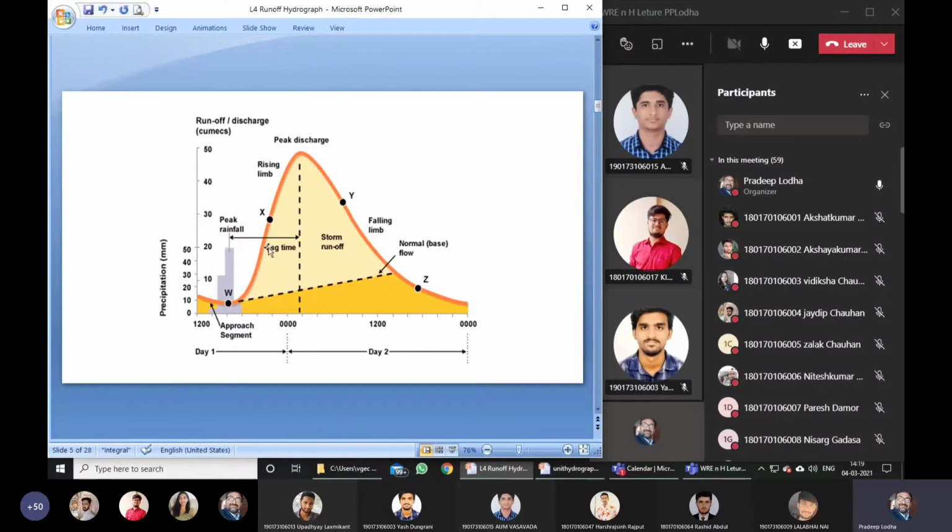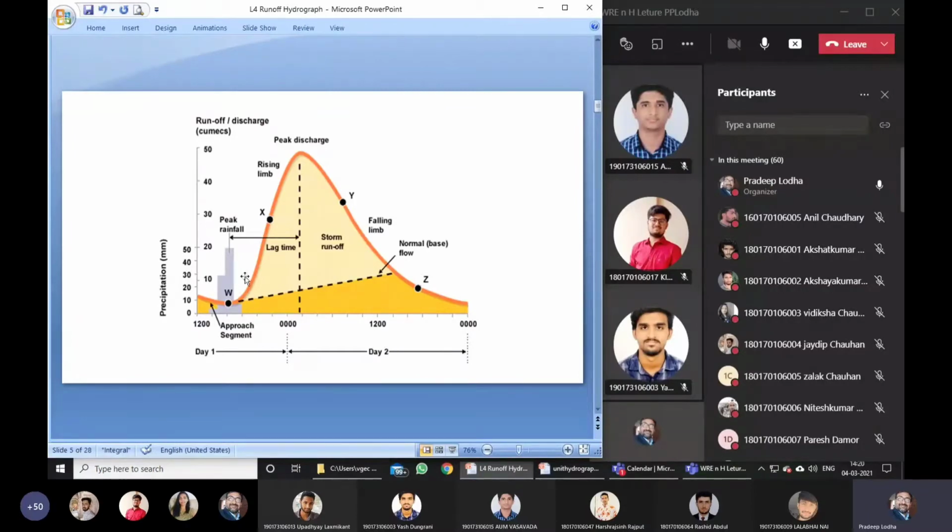Now from this point to this point is the time taken to peak the discharge in the channel. The peak discharge we are getting somewhere here at midnight, 0000. This is 12 noon, and this is again midnight of the next day, day 2. This is midnight of day 1. So rainfall started on day 1. It lasted only this much time period, say 3-4 hours only, but the runoff took place for longer duration, covering part of day 1 and part of day 2.